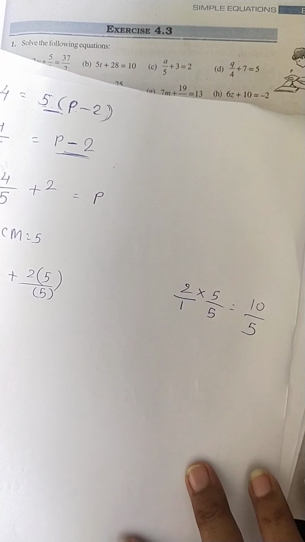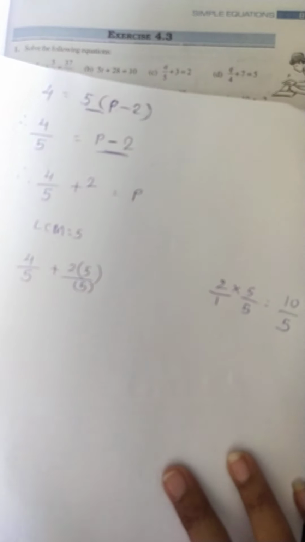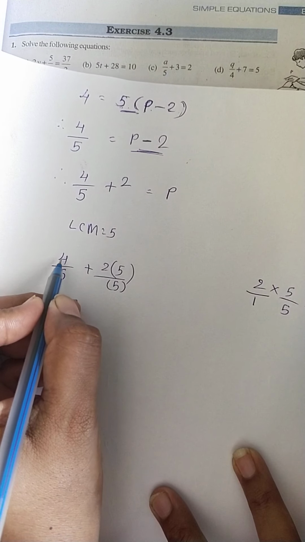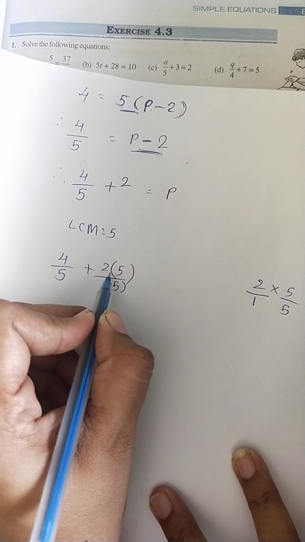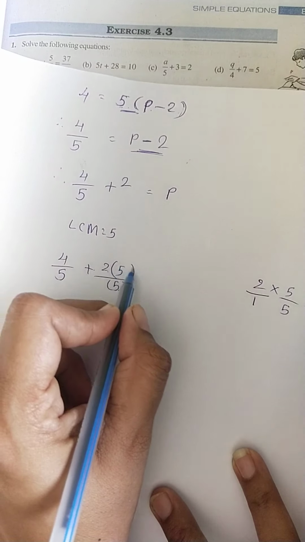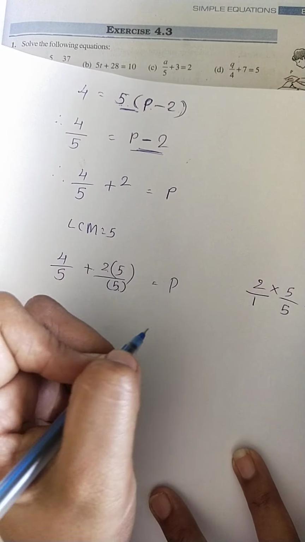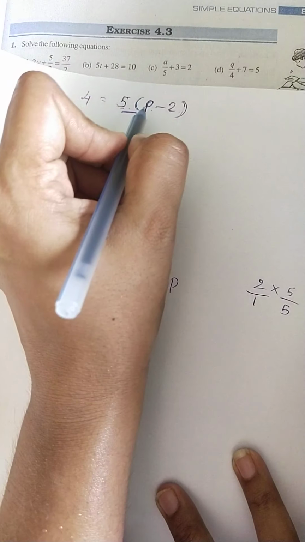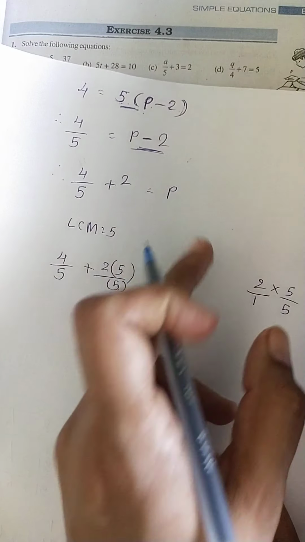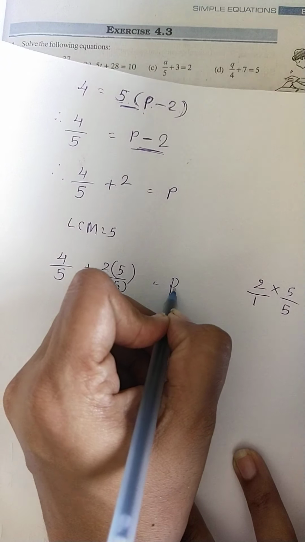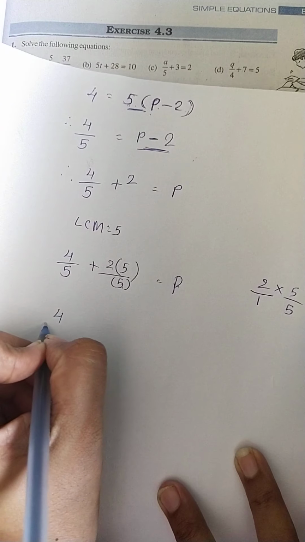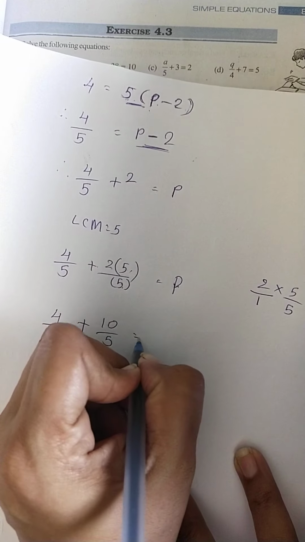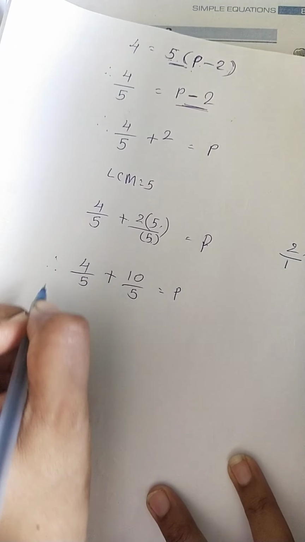You can do this way also, and if you know, then you can do it directly like this way also. Okay. So 4 upon 5 is equal to 2 into bracket 5 upon 5. What we did? This one we take LCM. If you want to write p in front and then you have to write this, then again it's okay. But here it is given right hand side p, so I am writing in right hand side. Okay. So now 4 upon 5 as it is plus as it is 2 5s are 10 upon 5 as it is equal to p.